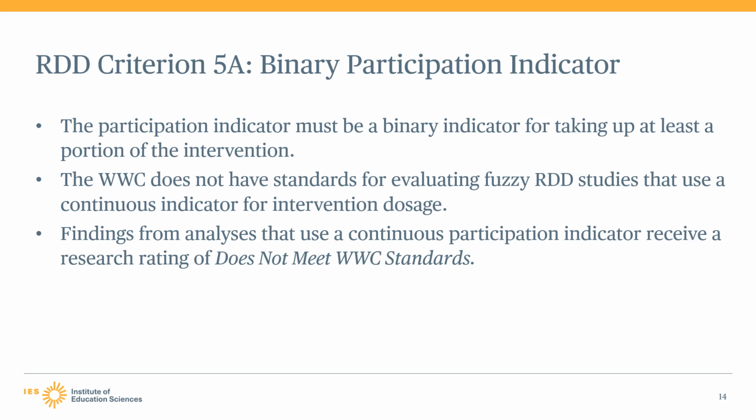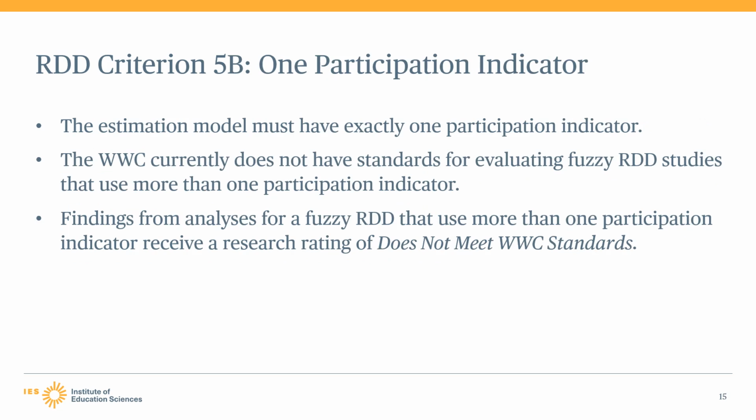RDD Criterion 5A requires that the intervention participation indicator be a binary indicator for taking up at least a portion of the intervention, and that could, for instance, include a binary indicator for receiving any positive dosage of the intervention. The WWC does not synthesize evidence about the impacts of intervention dosage, so a study would not meet this criterion if it used a continuous dosage measure for participation. Next, RDD Criterion 5B requires that the model used to estimate intervention effects have exactly one participation indicator. The WWC does not currently have standards for evaluating fuzzy RDD studies that use more than one participation indicator.